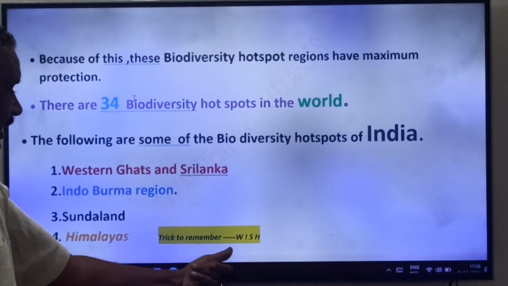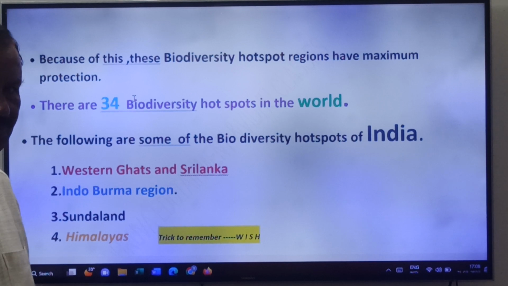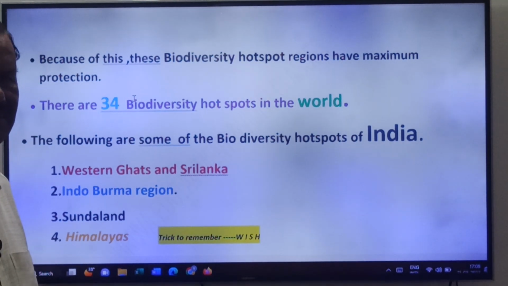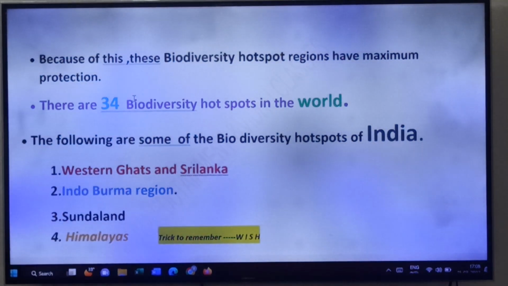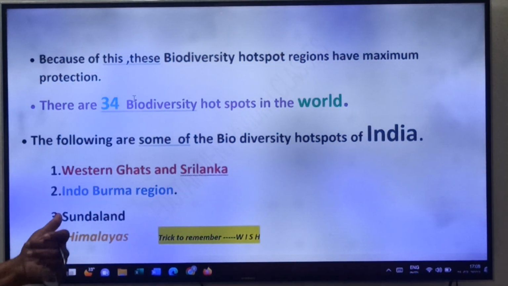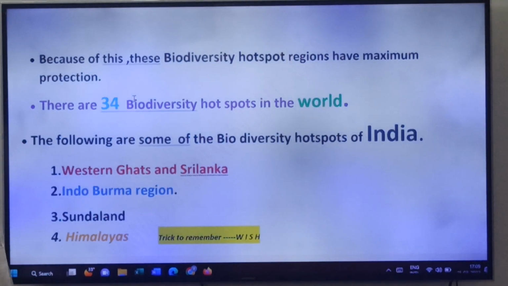See, friends, here remember a trick, wish. Friends, don't write this yellowish on your paper. This is for you. Trick to remember, wish, W-I-S-H. W for what, friends? Western Ghats and Sri Lanka. Here you have to write 4 biodiversity hotspots. For that you have to remember a trick, friends, that is wish, W-I-S-H. W for Western Ghats and Sri Lanka. I for Indo-Burma region. Friends, S for Sundaland, H for Himalaya.